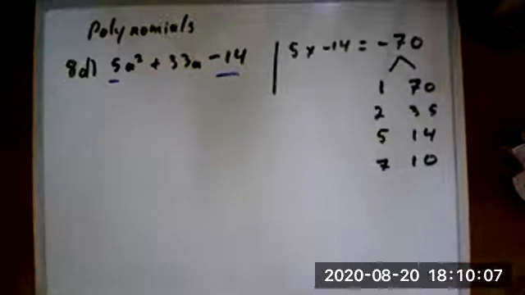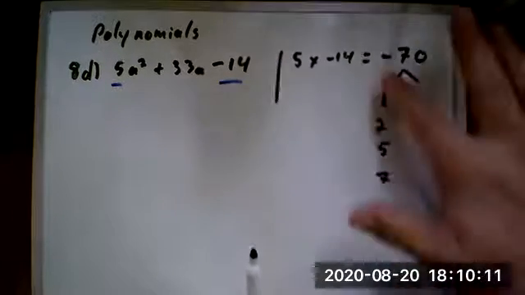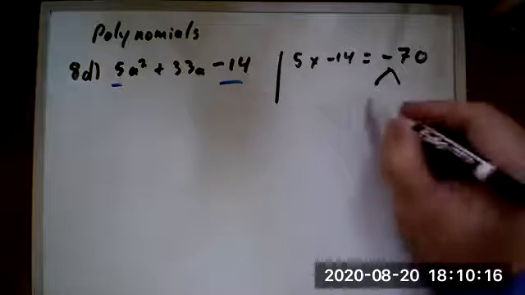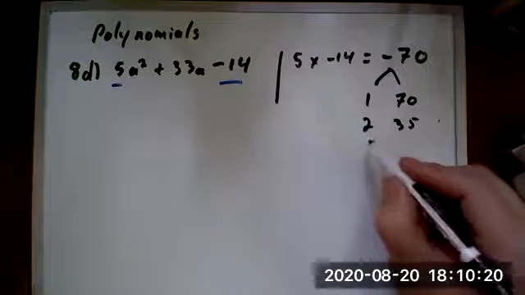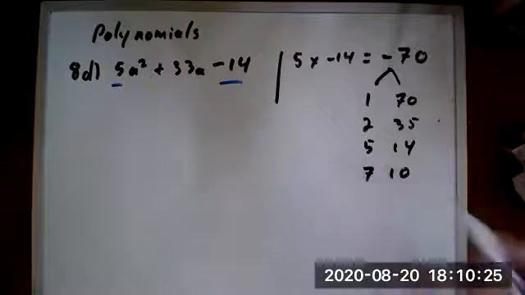I should have left myself just a little bit more space. Let me just do that again really quickly with just a little more space. 1 and 70, 2 and 35, 5 and 14, 7 and 10.